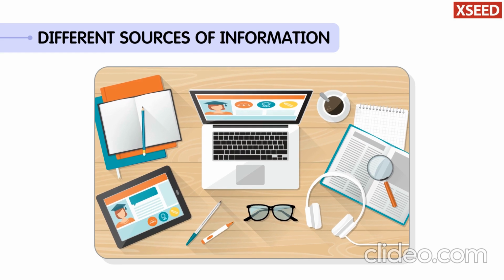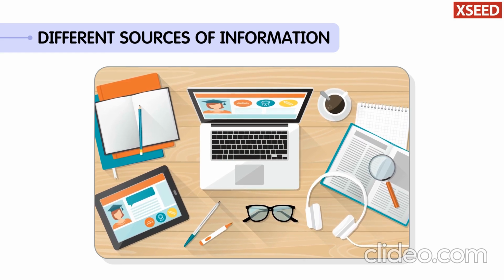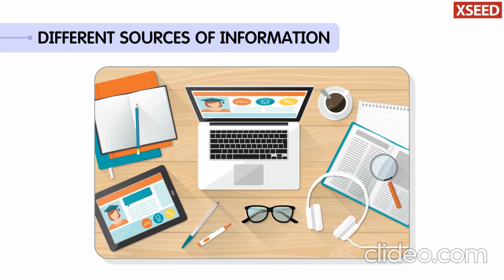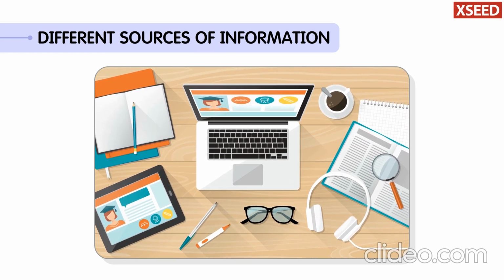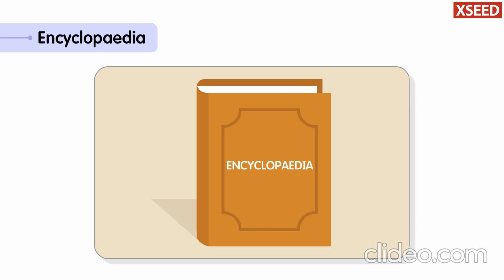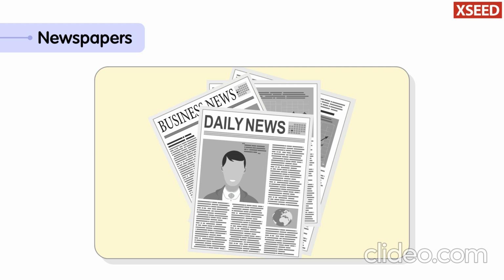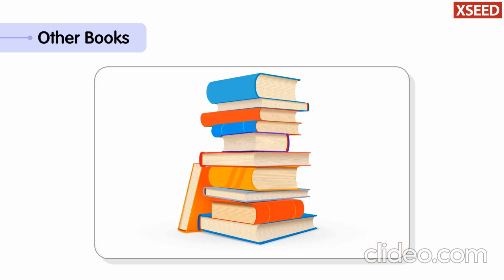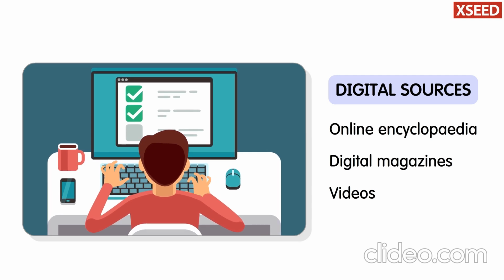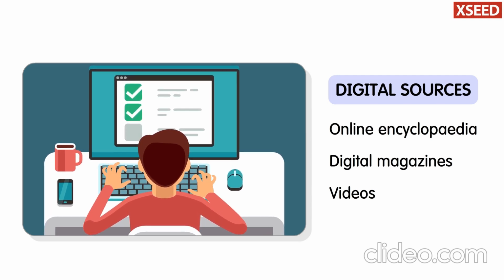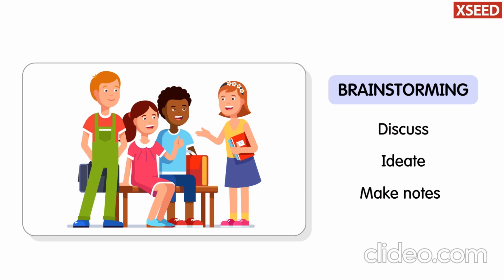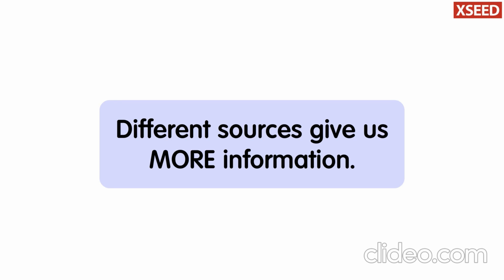When we write an informational text, it is important to gather facts and details from various sources. We could refer to an encyclopedia, a newspaper, and even our school books. Or find information on the internet, news, and radio. We could also gather information by discussing and brainstorming. Both digital and print sources help us to plan and find out more facts and supporting details.